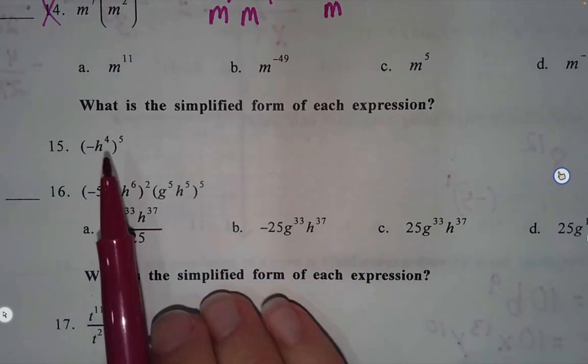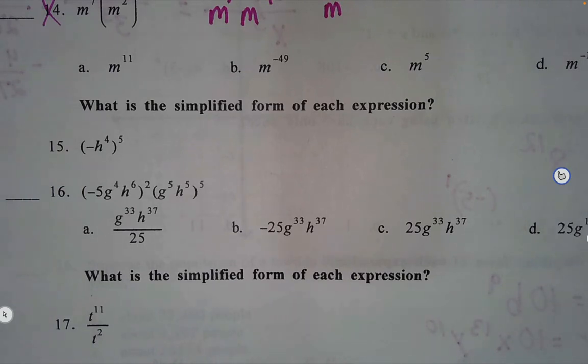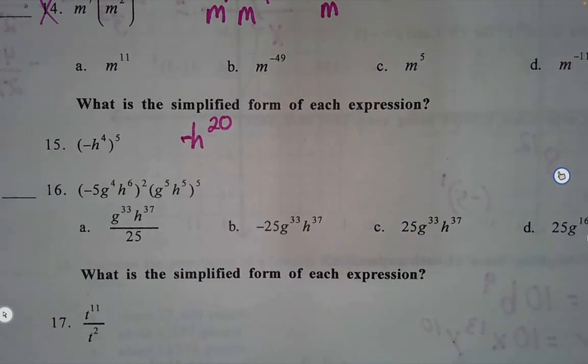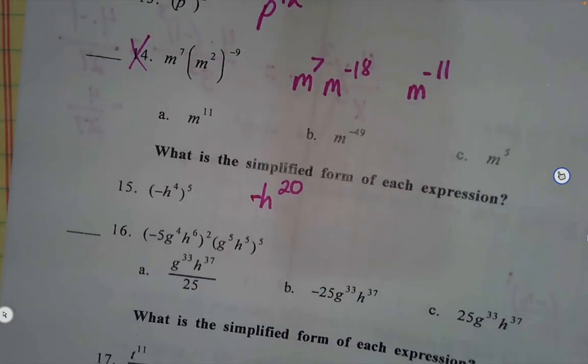Okay. On this one, what do I do with the 4 and the 5? Multiply. You have to be able to see that. Okay? So it's negative h to the what? The 20th power. Okay? Now we're about to put several things together. I might write this on a separate sheet of paper so I have room. Is everybody okay so far?